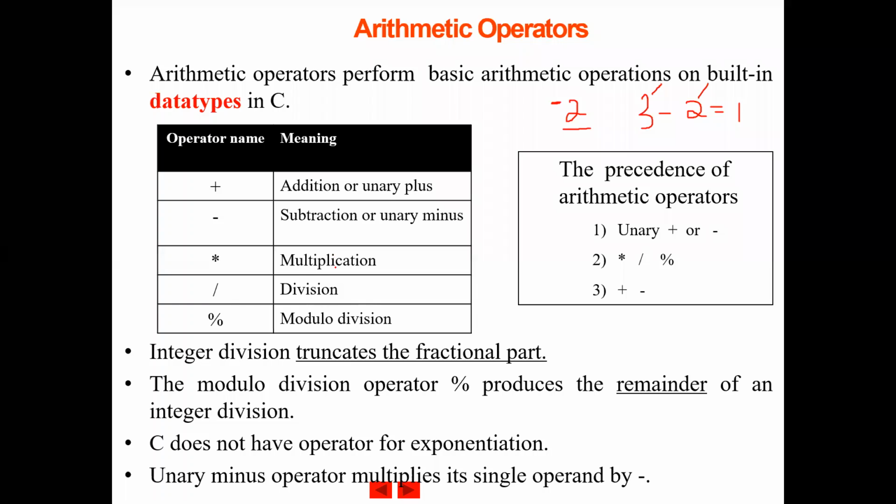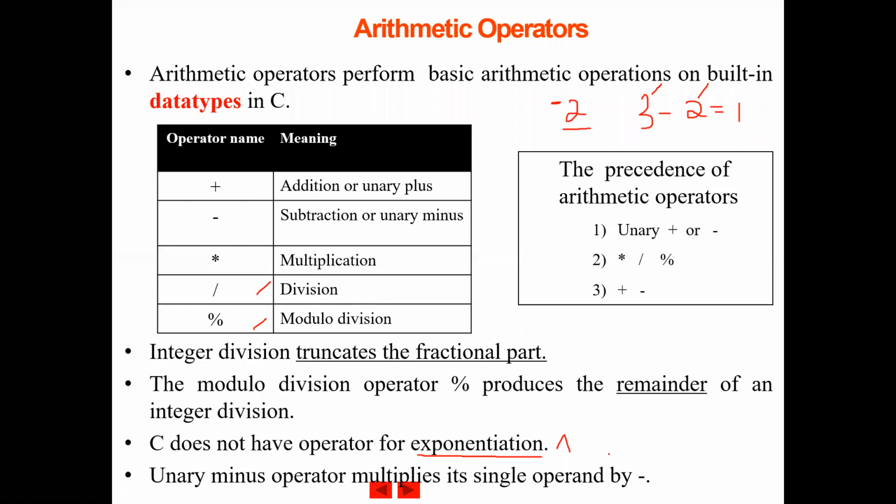Multiplication, as we know, is also a binary operator, because it will be taking two operands. And division: the difference between division and modulus we also studied. Division gives you the quotient, while modulo division, or the modulus, gives you the remainder. We also studied that in C we don't have an exponentiation operator. This symbol is not an operator for exponentiation in C. It has some other meaning.